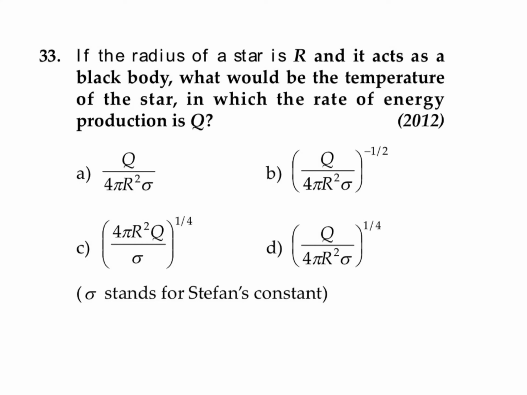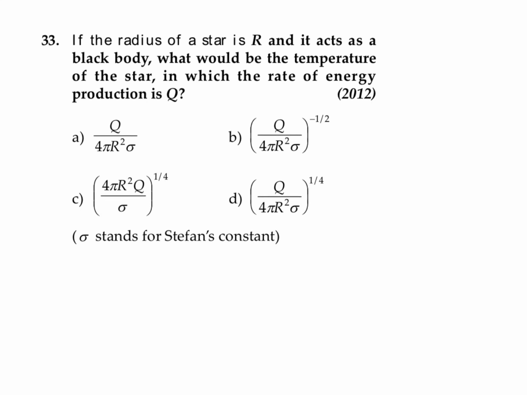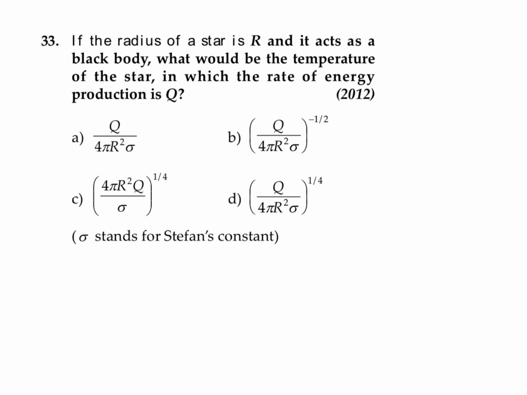If the radius of a star is r and it acts as a black body, what would be the temperature of the star, given that its rate of energy production is Q? So we know that if the star is at a constant temperature, that means the production rate of energy will be equal to the dissipation rate of energy in the form of thermal radiation.